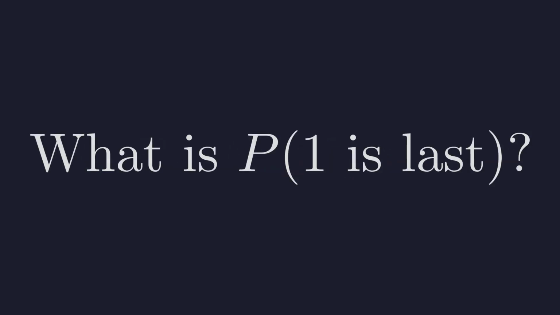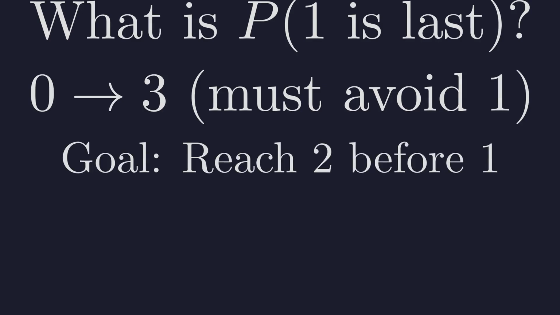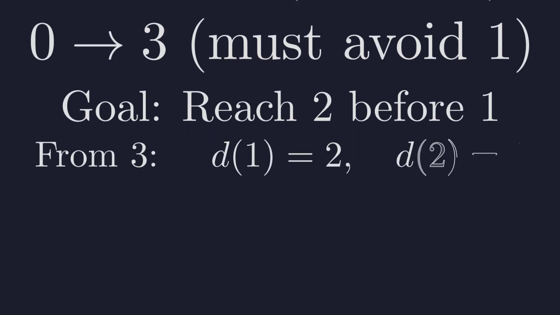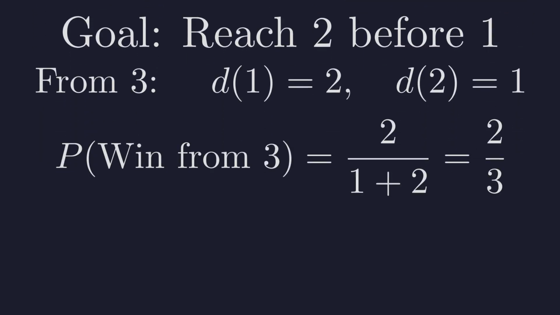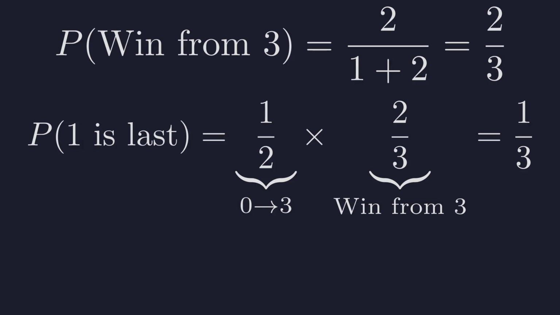Let's calculate the probability that 1 is the last number visited. For 1 to be the last number visited, the ladybug cannot visit it on her first move, so she must go from 0 to 3 instead. This happens with probability 1/2. Now she's at 3. For 1 to be last, she must visit 2 before she visits 1. This flips our problem. Now 1 becomes the loss wall, and 2 becomes the win wall. Let's measure again. From 3, the distance to the loss wall at 1 is 2 steps, going through 0. The distance to the win wall at 2 is just 1 step. Total distance is still 3. Using our rule, the probability of success is the distance to loss, 2, divided by the total distance, 3. That's 2/3. So the total probability is 1/2 for the first move, times 2/3 for the second part, which equals 1/3.